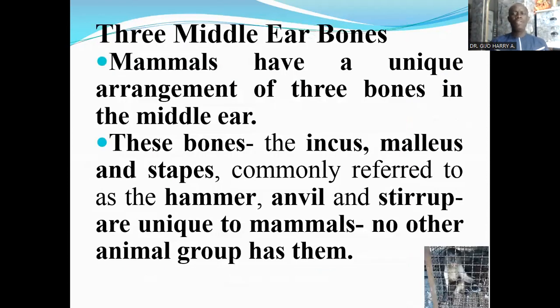Now, the next feature of mammals that's unique to them alone is the fact that they possess 3 middle ear bones. Mammals have a unique arrangement of 3 bones in the middle ear. These bones include the incus, the malleus, and the stapes. And these bones are commonly referred to as hammer, anvil, or stirrup. And these bones are unique to mammals. No other animal group has 3 bones in the middle ear.